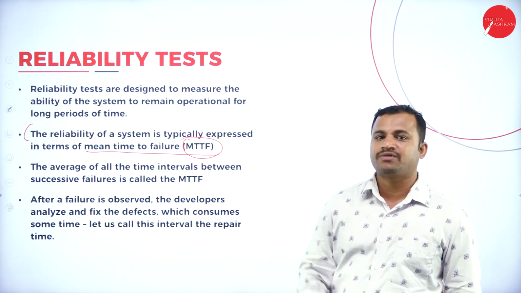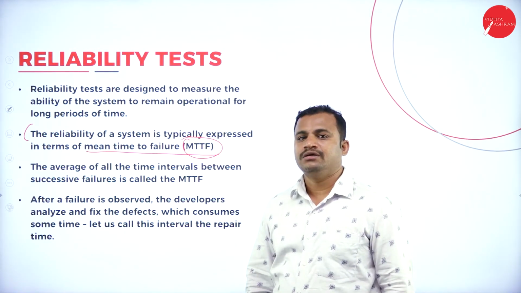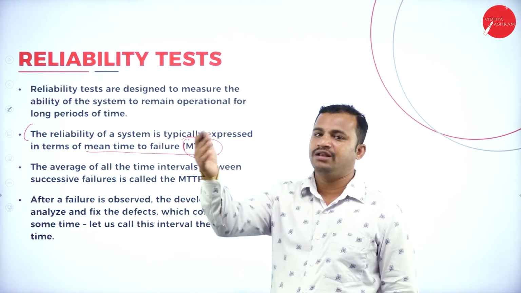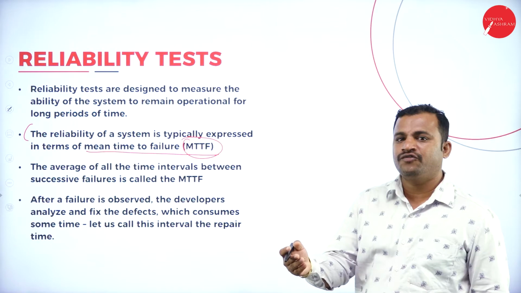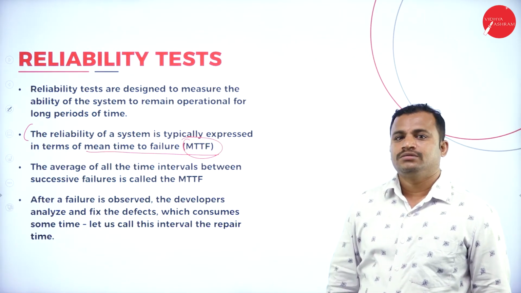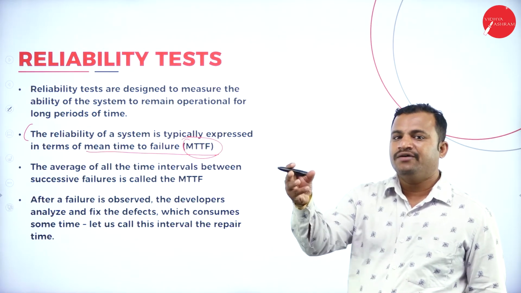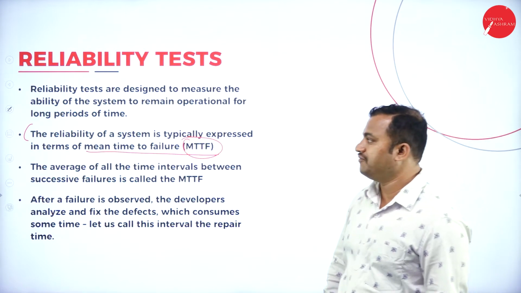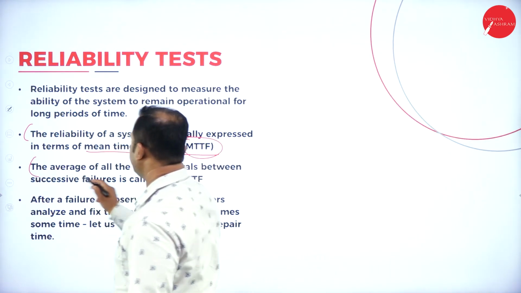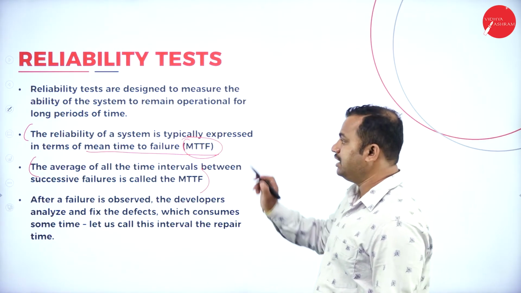If I send a message from my mobile phone to my friend's mobile, it has to be delivered immediately. If I send it today and if it delivers tomorrow, then it is not called as reliable, because there is a problem of navigating the routes. That means navigation of data from one place to the other place has taken more time, the navigation time. So the average of all the time intervals between successive failures are called as MTTF.